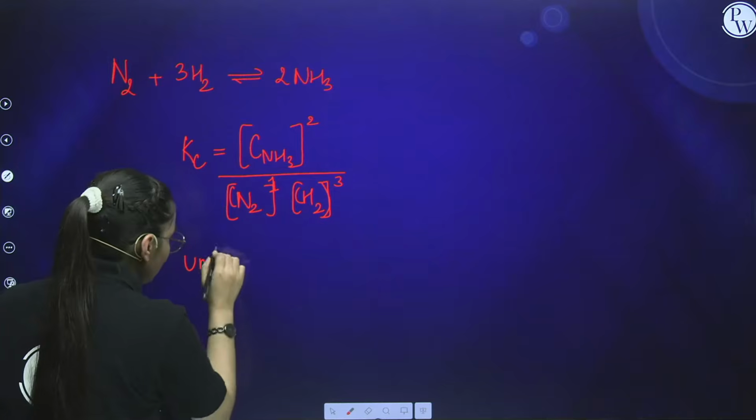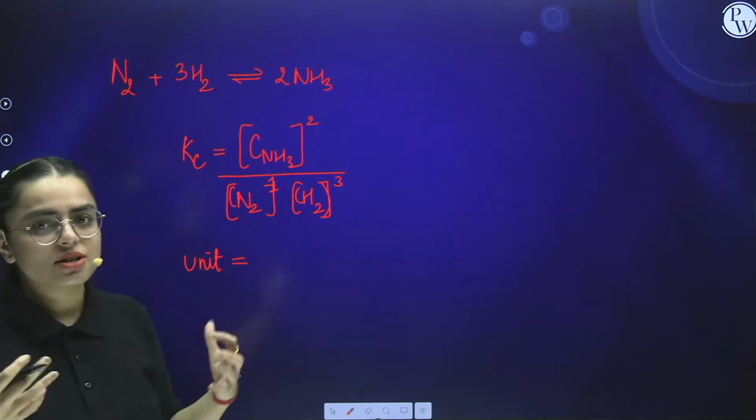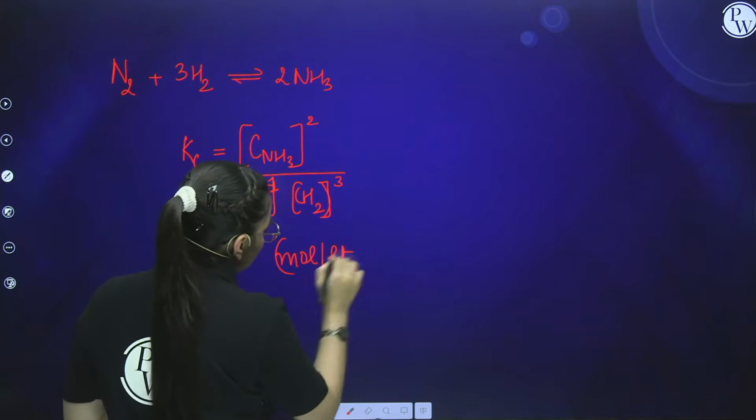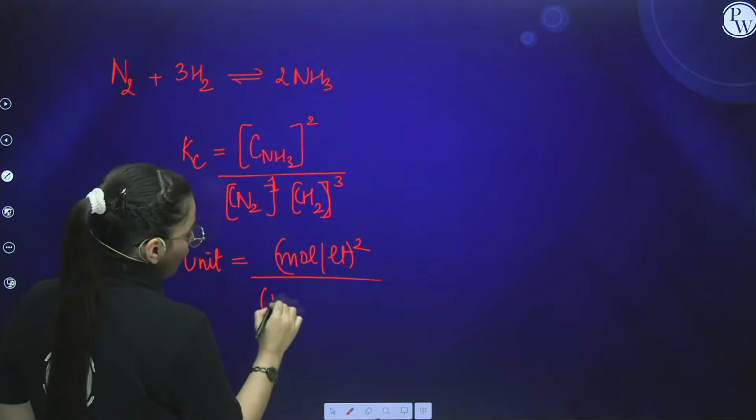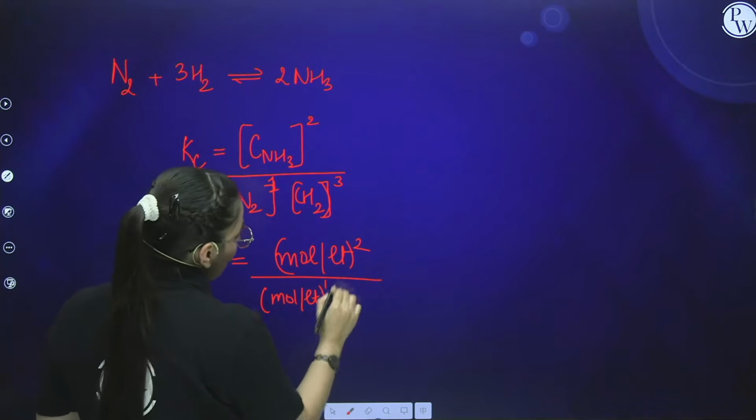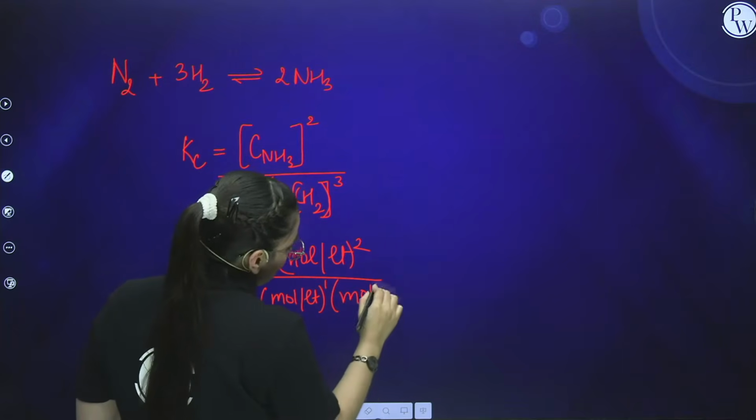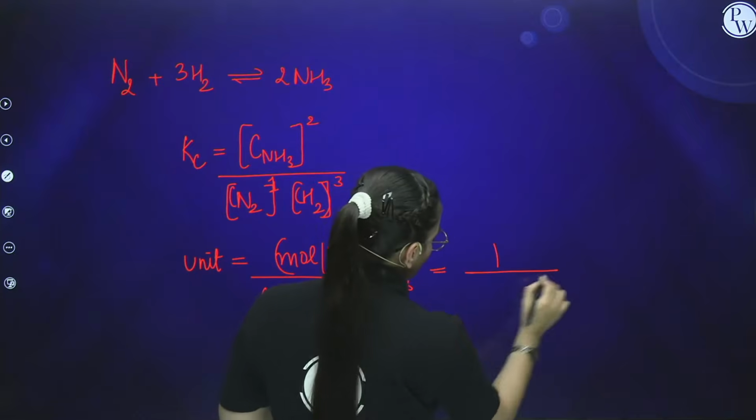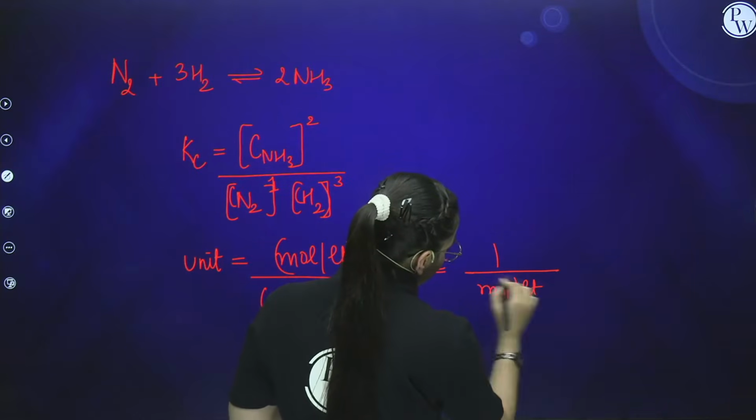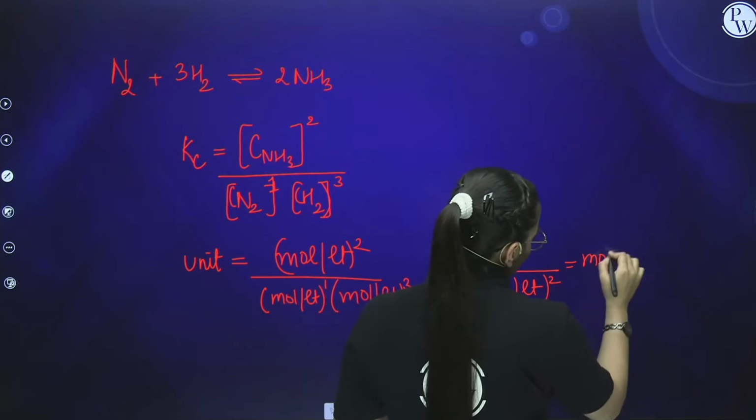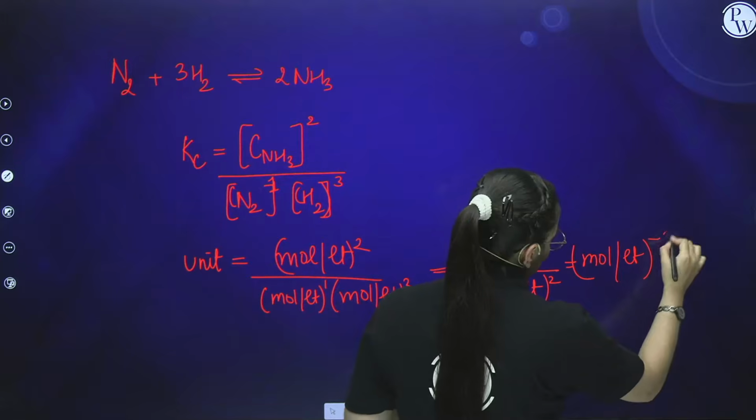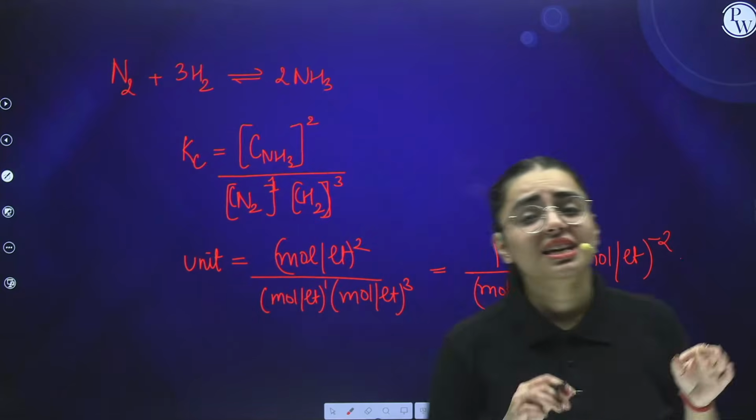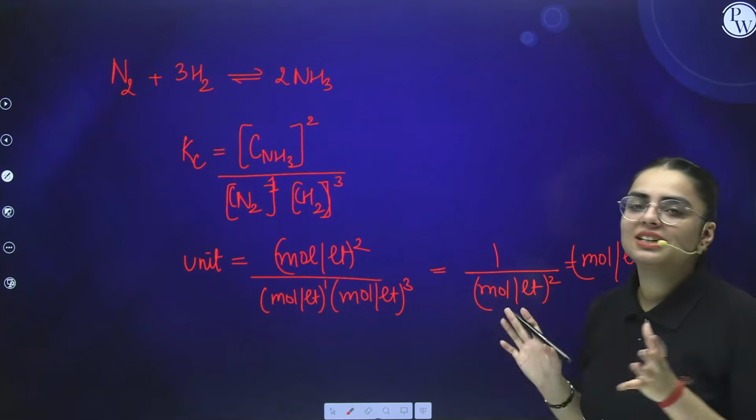To calculate the unit, we know that this is concentration. So what is concentration? It is mole per liter. It has a square over here. So mole per liter square divided by, for N2, again mole per liter with a power of 1. And for H2, a power of 3, so mole per liter power 3. Now, if we solve this, what am I going to get? 1 by mole per liter square. In other words, I can write mole per liter power minus 2. Is it clear? So in such a situation, students, you can easily calculate the unit and expression.